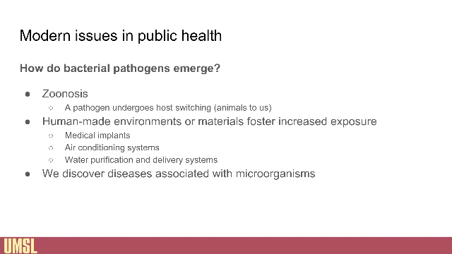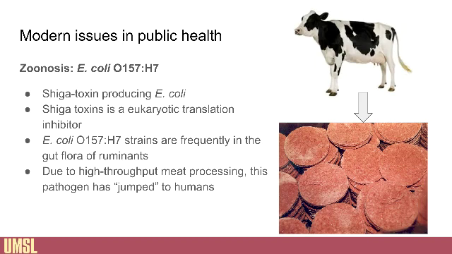So Staph aureus being the type of systemic pathogen that it is now is in part because of things like implants, air conditioning systems, water purification and delivery systems. All these human-made things, human-made environments, foster the growth of bacteria at a titer they would never reach otherwise, or it's how we discovered diseases are associated with particular microorganisms.